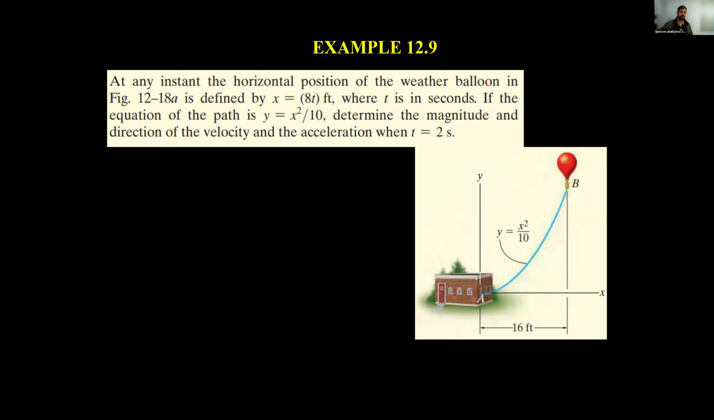All right, let's give it a shot with this example, 12.9. We've got a balloon, and we're only in two dimensions. We don't have a z here, we're just in an xy coordinate system, but still curvilinear. We could do everything we've talked about. It's asking us to find the magnitude and direction of the velocity and acceleration at time t equals 2.